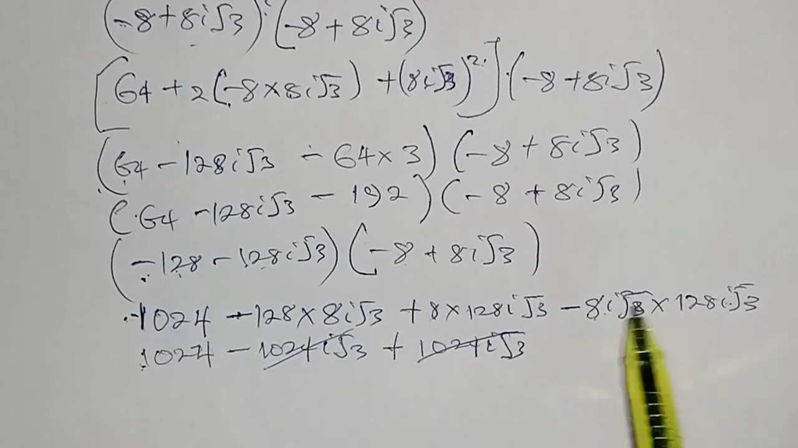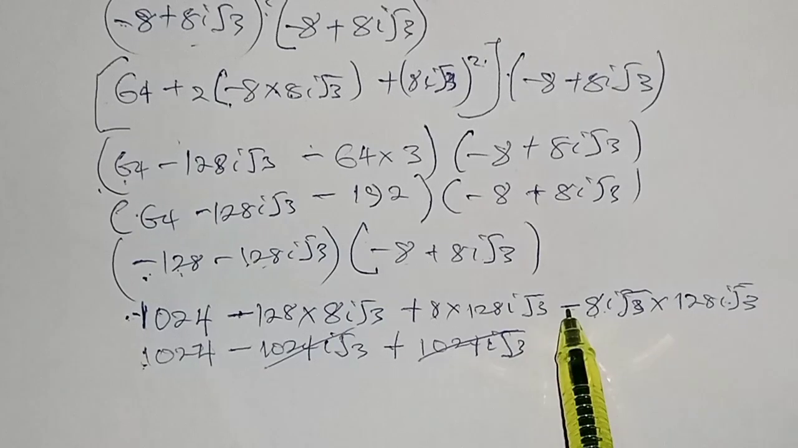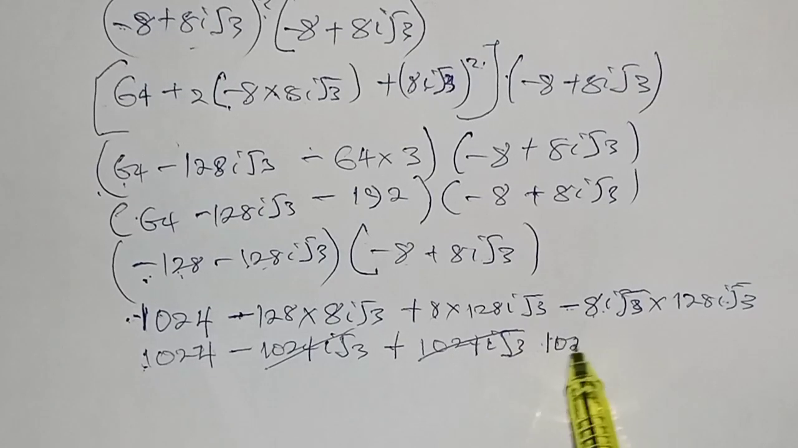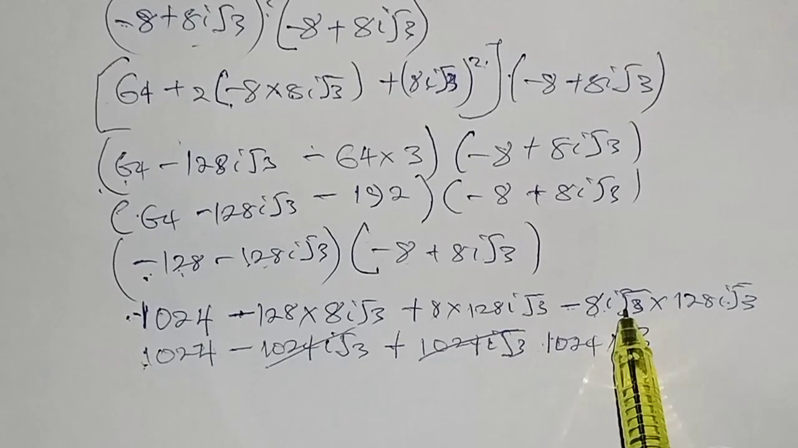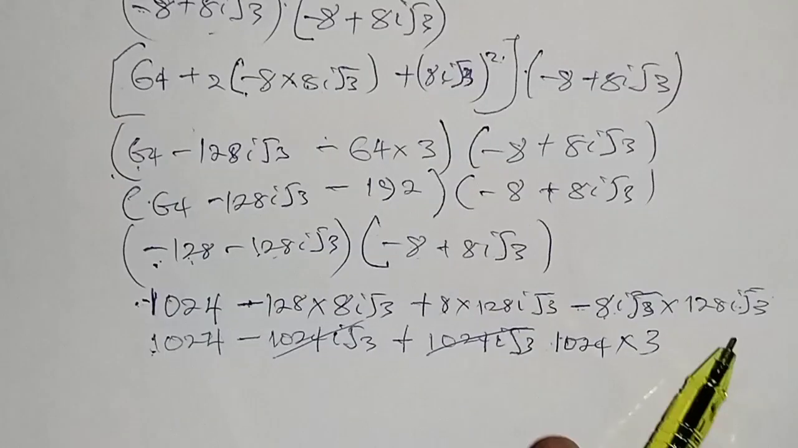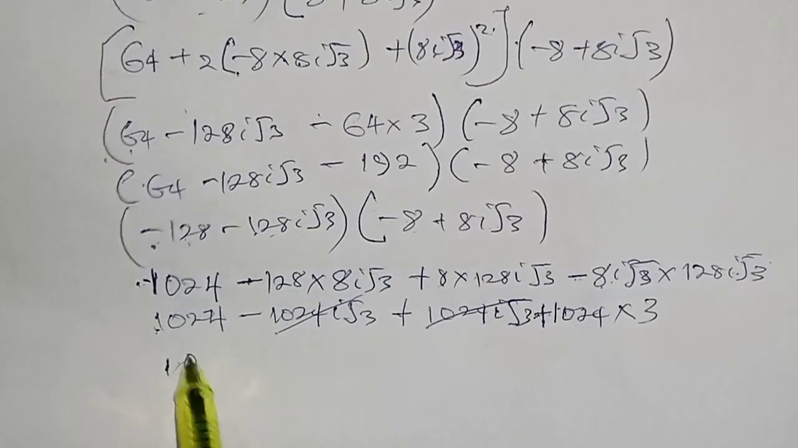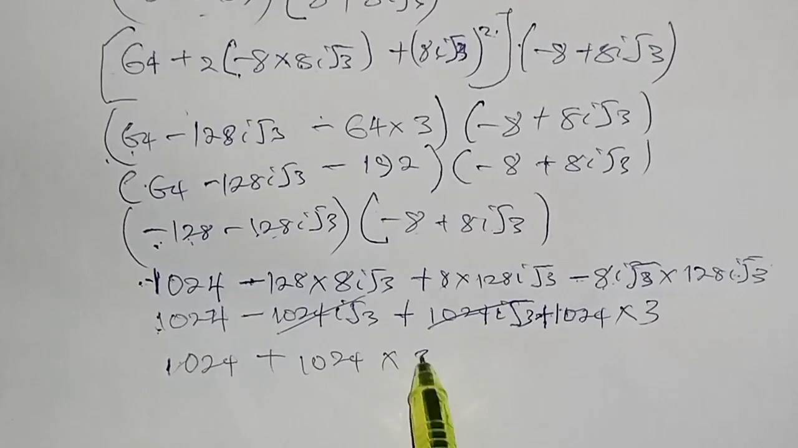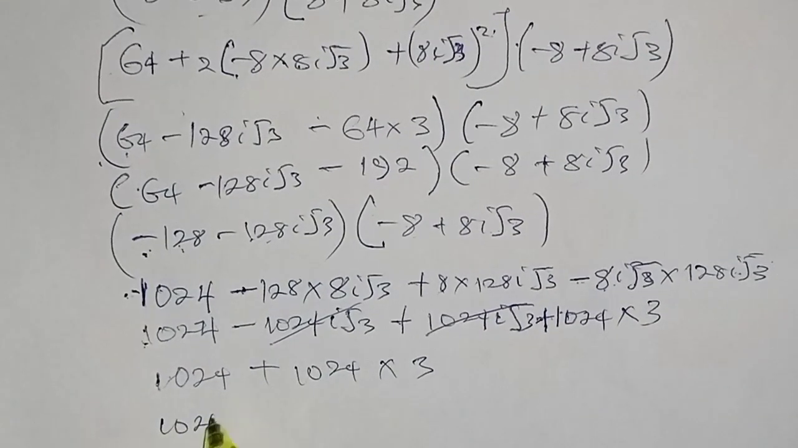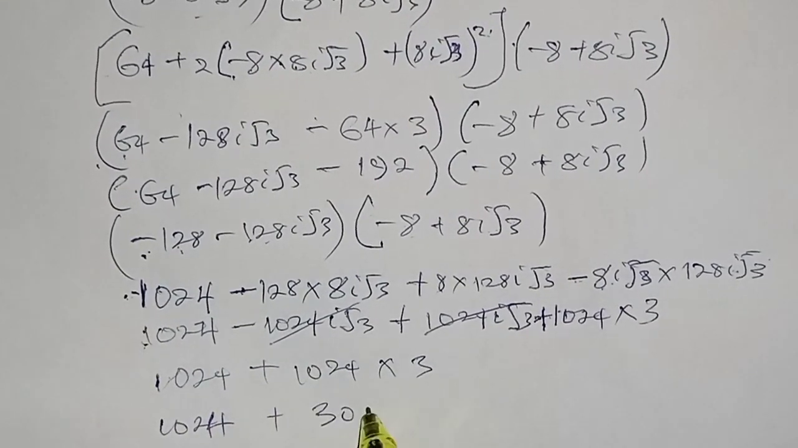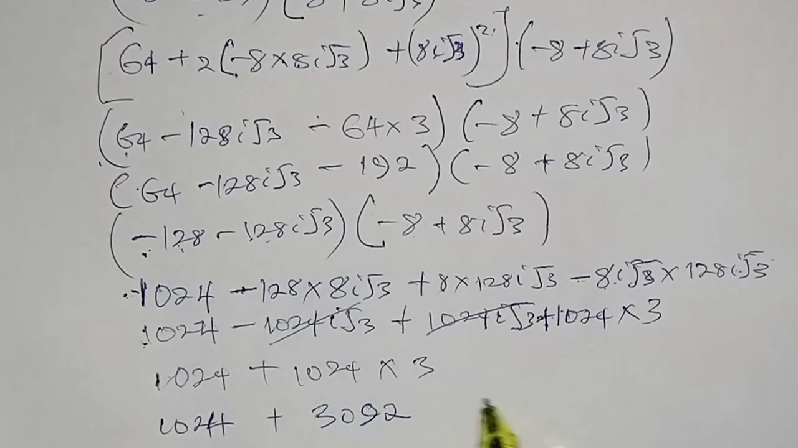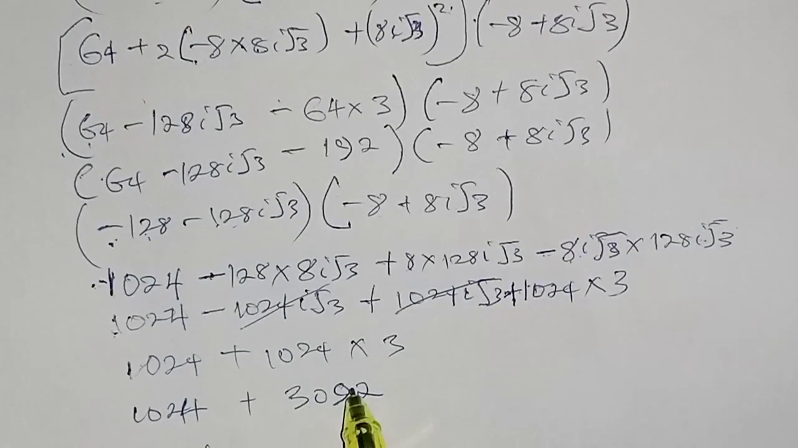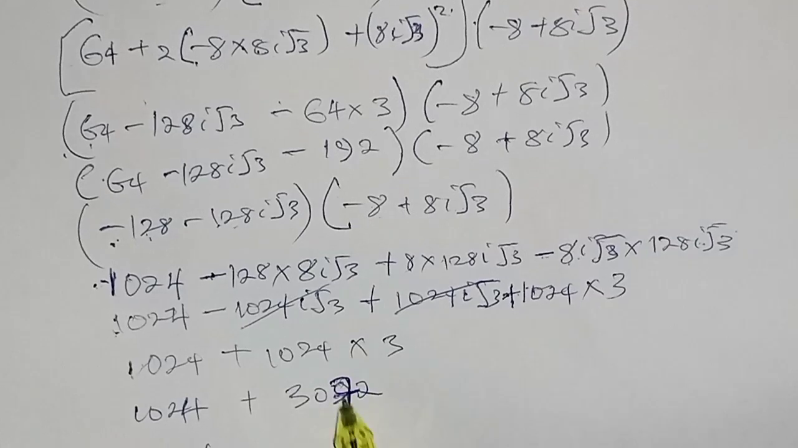So you can see that this one will cancel this, and then if you multiply this times i, i squared is -1, and then -1 times the negative here will actually give me positive. So what I'm going to be having here is positive 1024 times 3, because √3 times √3 will give me 3. What I'm going to be having now is 1024 plus 1024 times 3. If you multiply this, you're having 3072, right here.